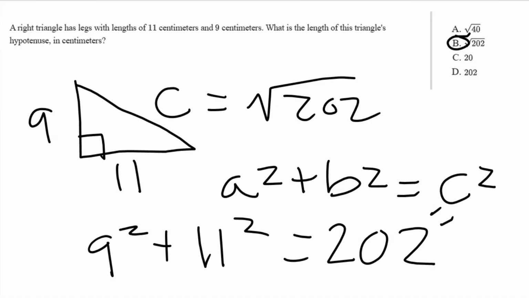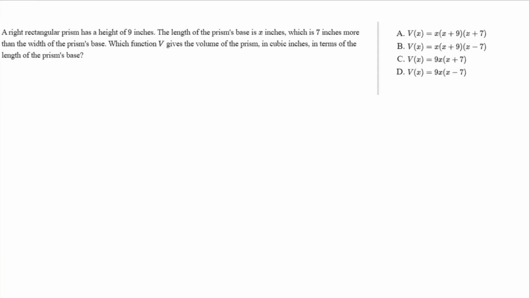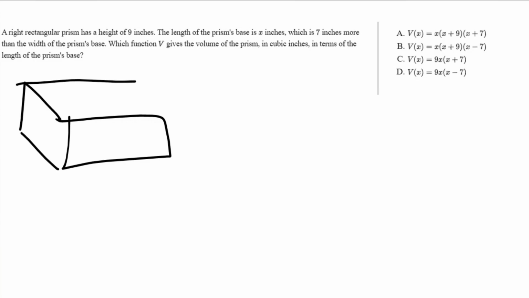Next problem. A right rectangular prism has a height of 9 inches. The length of the prism's base is x inches. So let's go ahead and draw this again, like we did earlier. Drawing always helps. So height is 9, length is x, and the length of the prism's base is x inches, which is 7 more inches than the width of the prism's base.